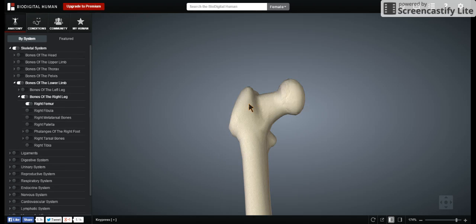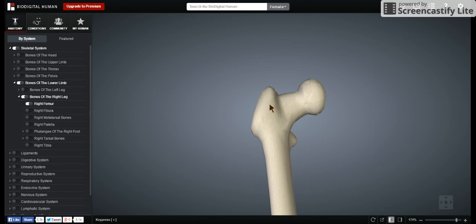Now again, this is the anterior. You see this prominence right here. This prominence right here is called the greater trochanter. And the greater trochanter is always anterior. So greater trochanter is anterior. And posterior is the lesser trochanter. The lesser trochanter is inferior and posterior to the greater trochanter.